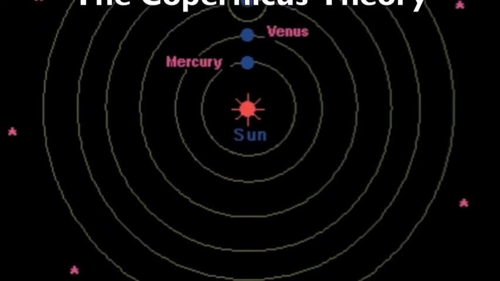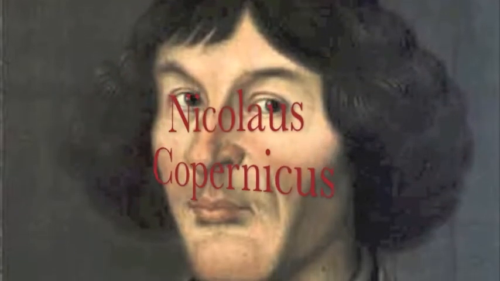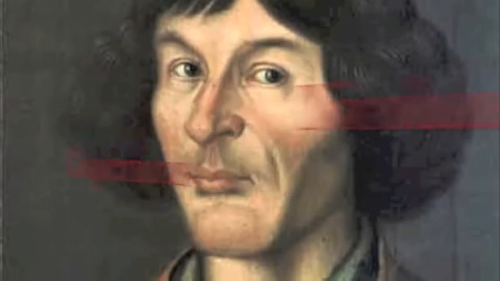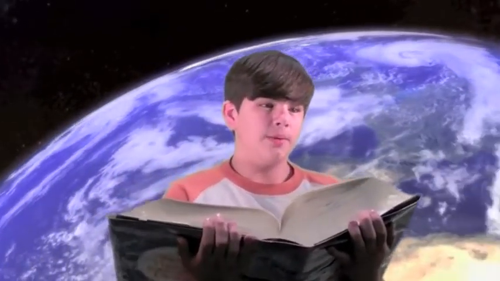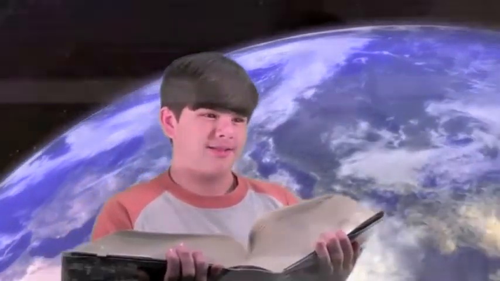The Copernicus theory. The Copernicus theory was presented by Nicholas Copernicus. He was born February 1473 and died May 24th, 1543. The Copernicus theory states that all the planets rotate around the sun and that all the planets rotate on their axis. Strengths of the Copernicus theory.